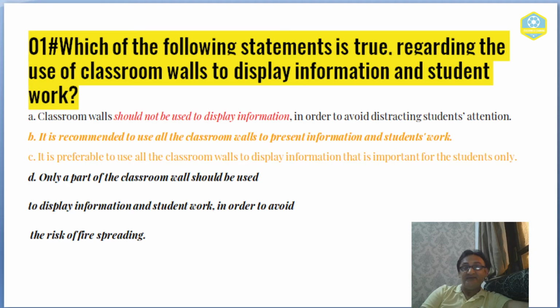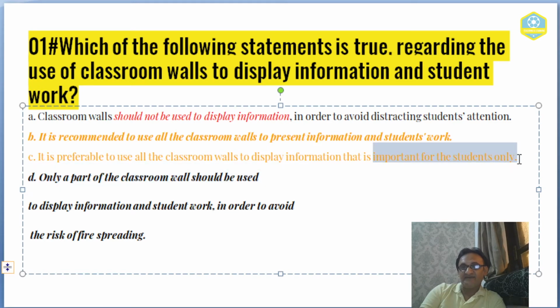Second, it is preferable to use all the classroom walls to display the information that is important for the students only. Now, look at this point here. Students only. And the end point says that it's important. Why is it important for the students only? I'm highlighting. And why is it preferred? Why do we use the word prefer? No, it's not. So it is a little bit relevant, but it's not the accurate answer.